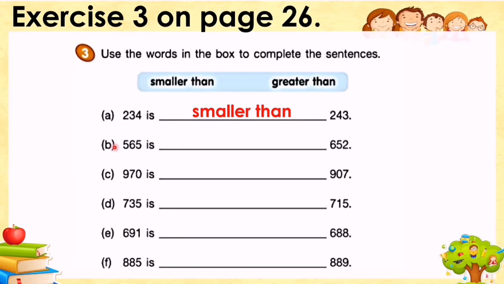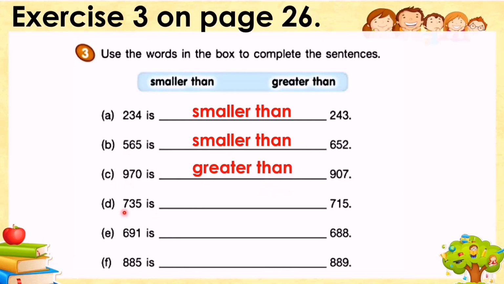Letter B, 565 is blank 652. Since 565 is a smaller number, you are going to write smaller than. Okay. Letter C, 970 is blank 907. 970 is greater than 907, so you will write here greater than.